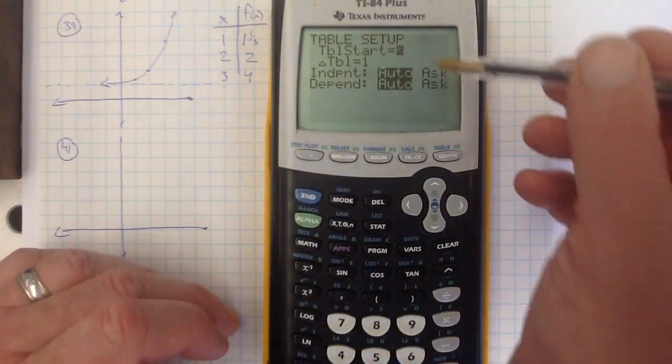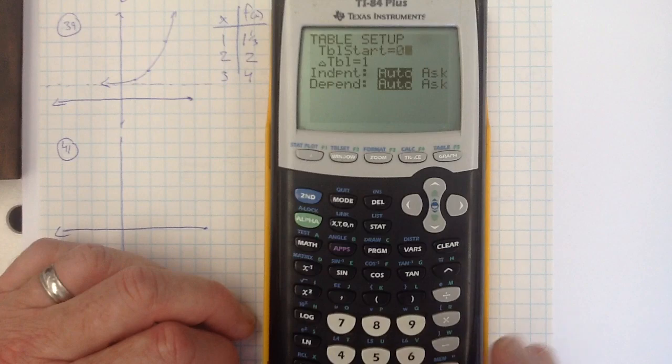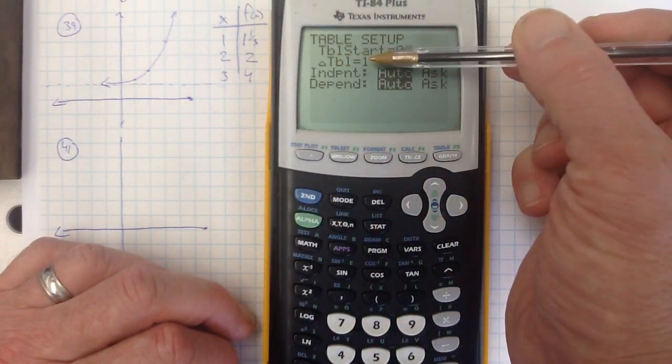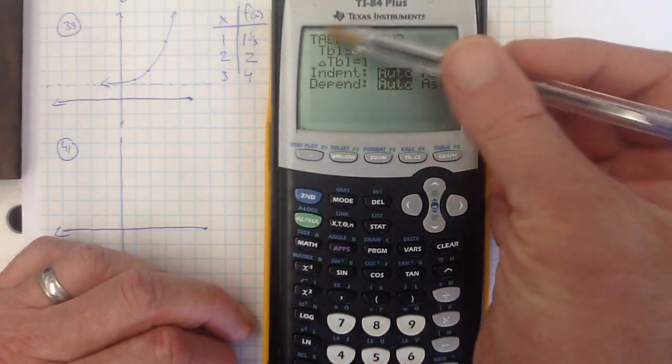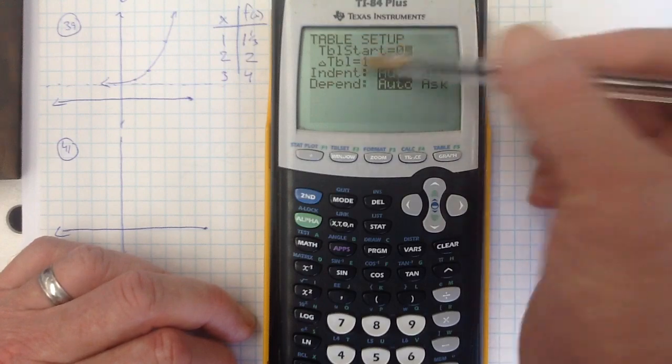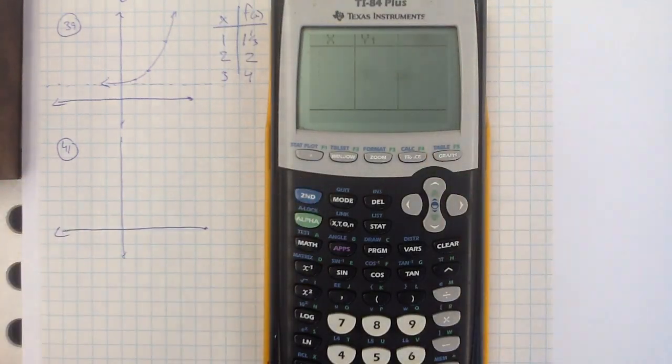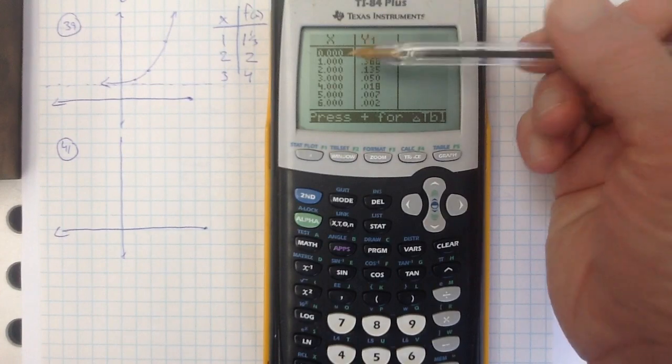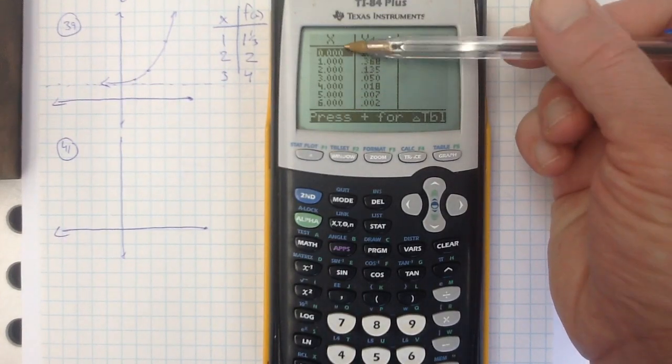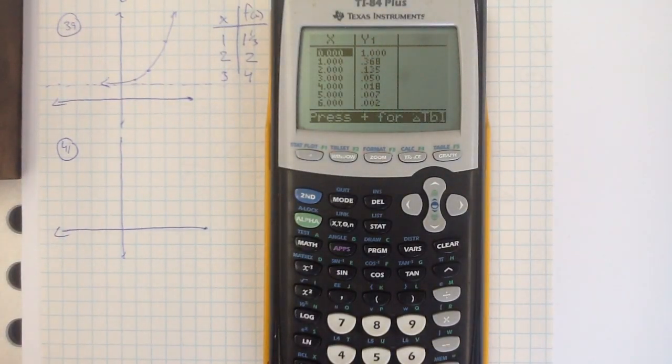I want my table to start. 0 is always a good place to start. And then delta table, that's just what your table goes up by. So I don't know if you've ever looked at this menu. This is just to tell the table how to set itself up. It's given me the 3 decimal places because I still have it in that mode.